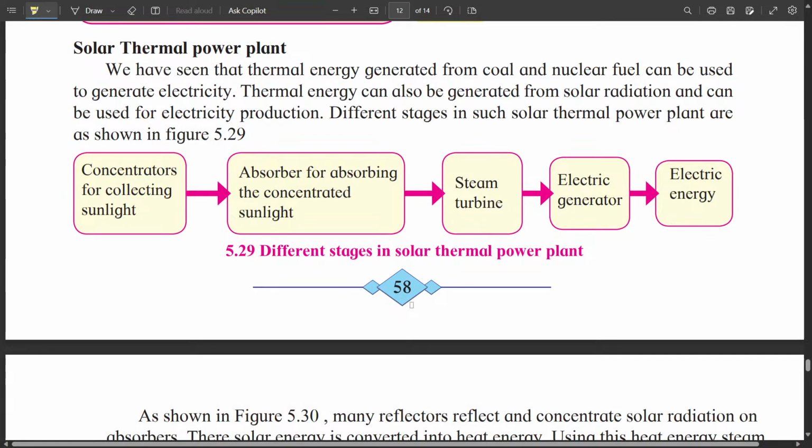Solar thermal power plant. We have seen that thermal energy generated from coal and nuclear fuel can be used to generate electricity. Thermal energy can also be generated from solar radiation and can be used for electricity production. Different stages in such a solar thermal power plant are as shown: concentrators for collecting sunlight, absorber for absorbing the concentrated sunlight, steam turbine, electric generator, and electric energy.